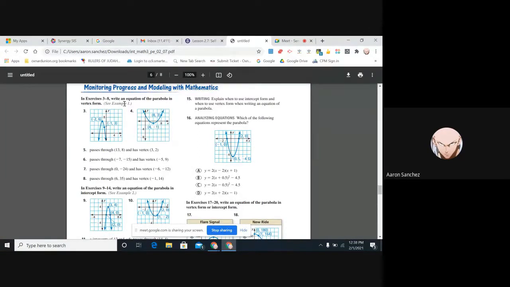Read the instructions. In exercises 3 through 8, write an equation of the parabola in vertex form. Well, look, we have the vertex here. I'll go ahead and draw it real quick. I know you guys can't see what I'm drawing, I'm just drawing the problem. A very rough sketch, because I'm on my whiteboard. I have here (-2, 6), and I have a point (-1, 3) that it goes through, okay? That's all I need to know.